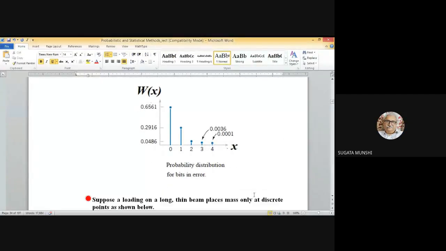So this is what is called probability mass function for the particular example, for the particular random variable. So here we are only interested in the events x equal to 0, x equal to 1, x equal to 2, x equal to 3, etc. Those are the events of interest.